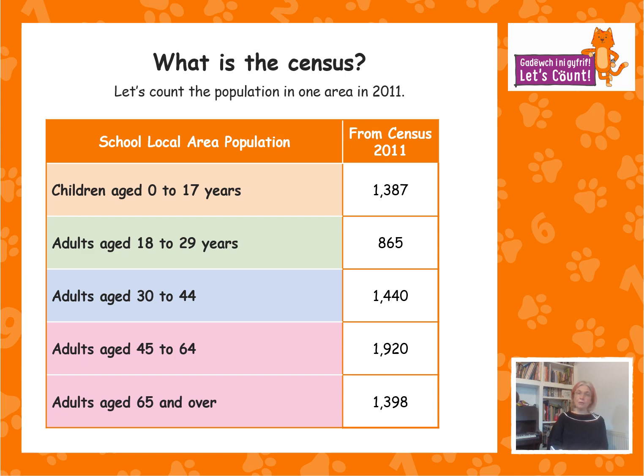Where are most children between the ages of 0 and 17? What about adults over the age of 65? Can you describe what most people are doing when they are in those 5 age groups? You might want to pause the recording again to think about or discuss that before we move on to the next slide.